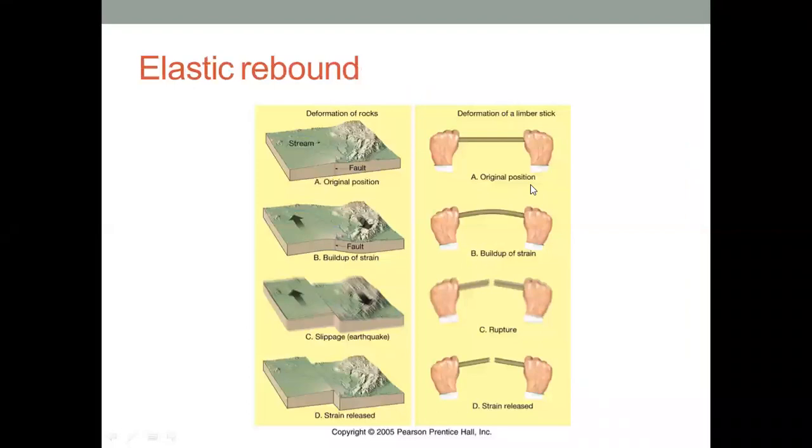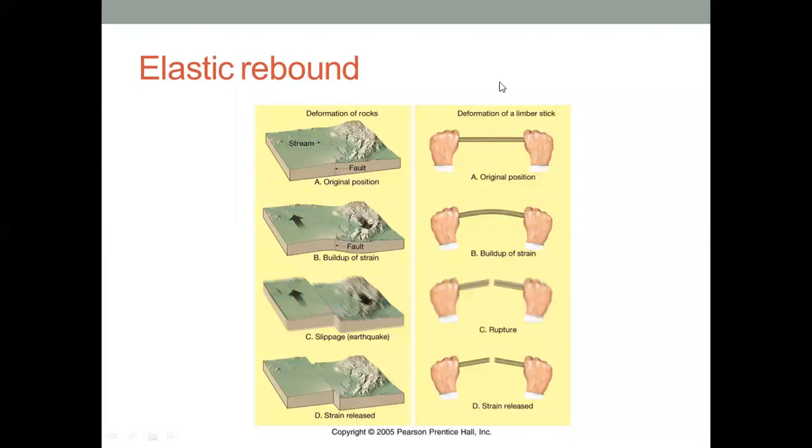So what is elastic rebound? This is the main cause of the occurrence of earthquakes. In elastic rebound, the strain will build up due to the continuous collision of the two plates. The strain or stress will build up at a particular location until the strain level exceeds the limit. This is the original position of the fault. Now, due to continuous movement of the plates, the strain will build up at one location.